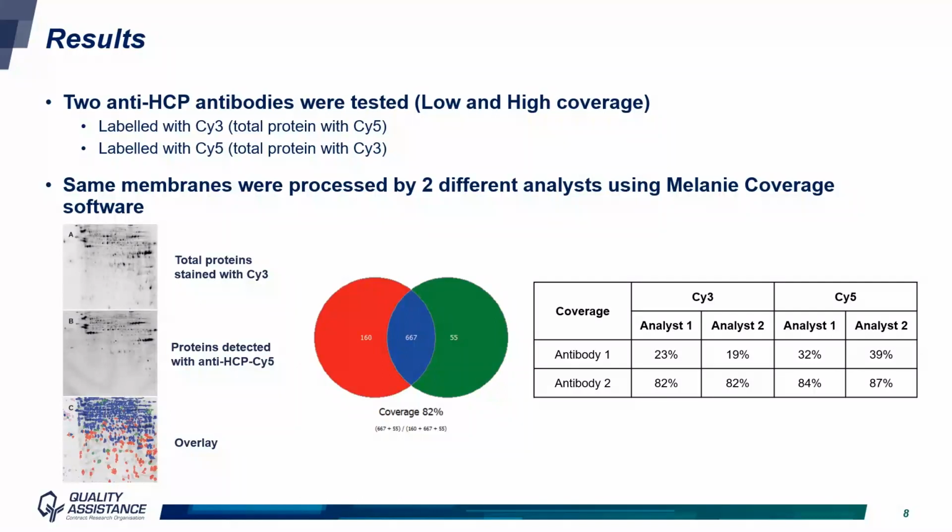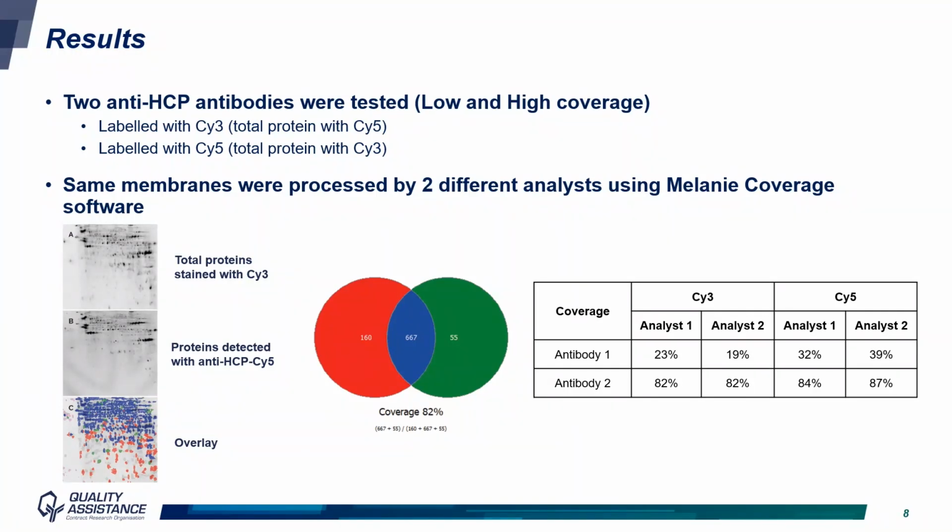During this project, we have tested 2 different anti-HCP antibodies. The first one with a theoretical high coverage and another with a lower coverage. HCP proteins were first labeled with Cy3 or with Cy5 and were run in separate gels. About the detection, antibodies were either labeled with Cy3 or with Cy5 depending on the HCP labeling. We swapped the labeling for both HCP proteins and antibodies in order to determine if the variability comes from the staining. Membranes were scanned and images were finally processed by 2 different analysts using Melanie Coverage software.